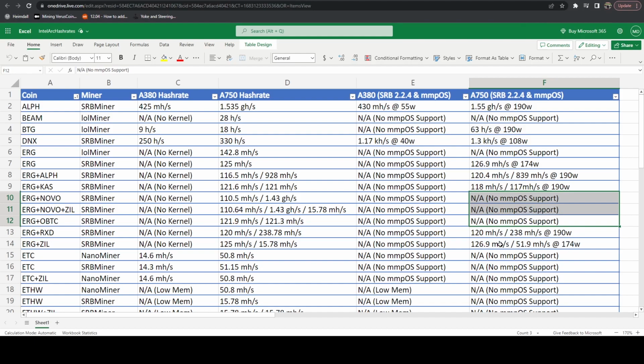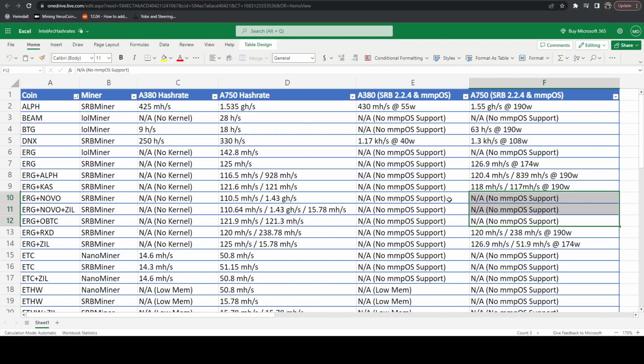Ergo plus Zil, this is where things got pretty good on the Zil side. We were able to get 127 mega hash on Ergo, and 52 mega hash on Zil. And the reason for this, as opposed to the 15, is mmpOS, and more likely the newer version of SRB Miner is now fully leveraging the GPU for hashing on ETH, where before it was somewhat restricted. And that was 174 watts.